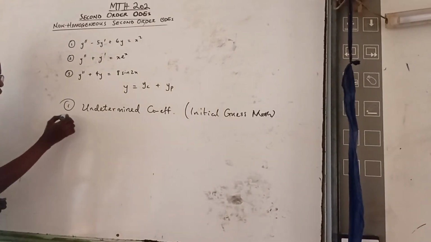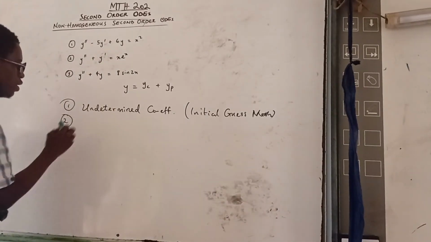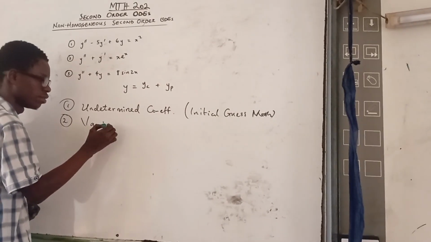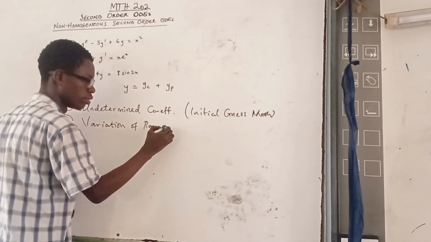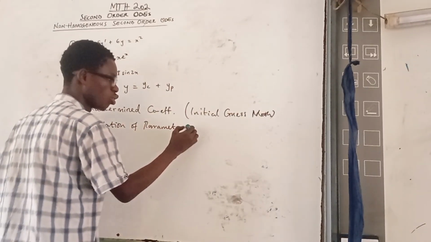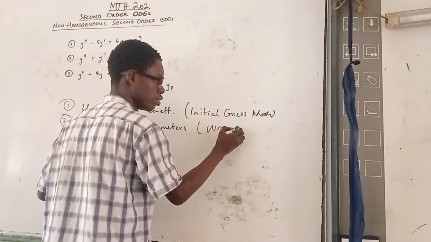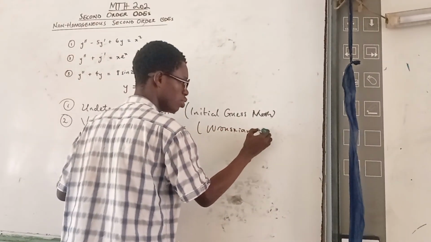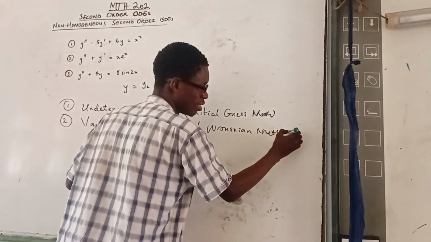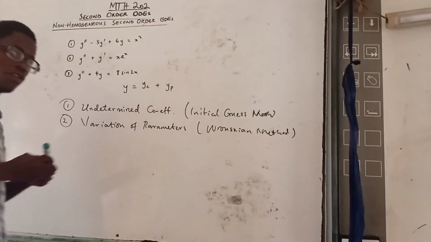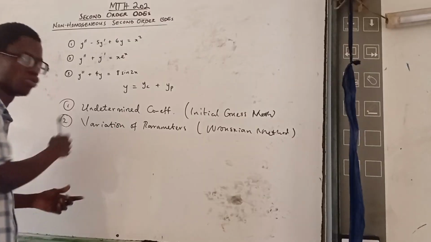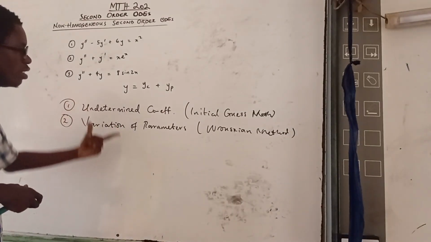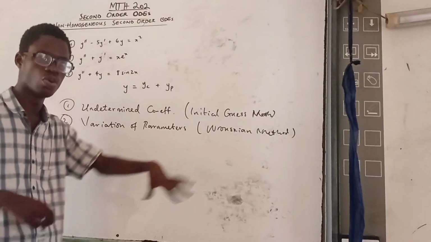The second method we can use is the variation of parameters. This is also called the Wronskian method, but I don't really call it the Wronskian method because my own Wronskian method is quite different from the variation of parameters I use. For that one I just use the formula straight away. But for variation of parameters, you have to derive everything step by step. We are going to do both later on.